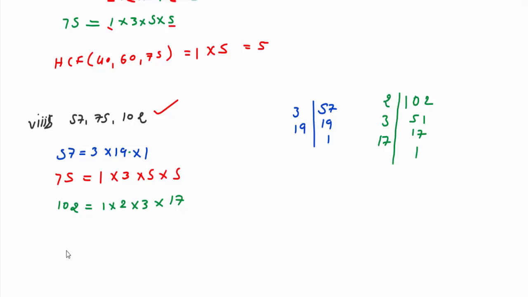So let us find out the HCF. HCF of 57, 75 and 102 is equal to, let us write down the common factors of this part. The highest common factor will become 3 1s are 3, and this is your answer for the HCF of 57, 75 and 102. Students, you will see so many common factors, but 3 is the only highest common factor after multiplication of these.